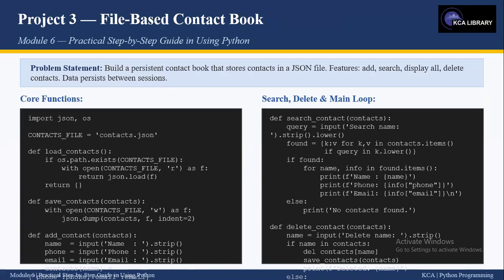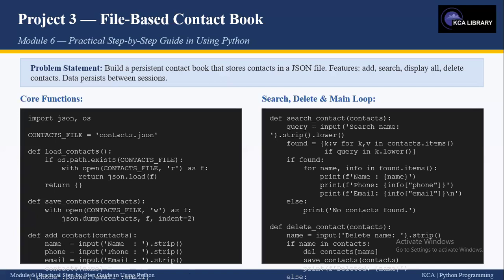Project 3, that is a file-based contact book. The third project is a file-based contact book. The program stores contacts persistently in a JSON file, meaning data is retained between program sessions. Features include adding, searching, displaying all, and deleting contacts, forming a full set of CRUD operations.